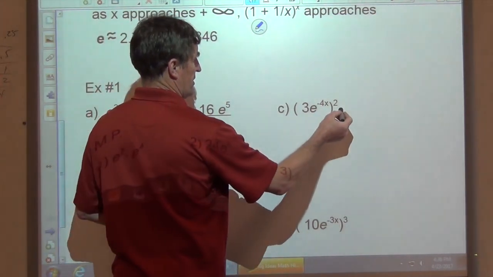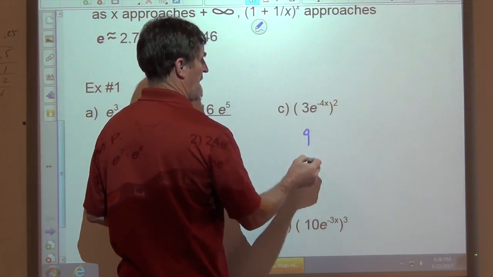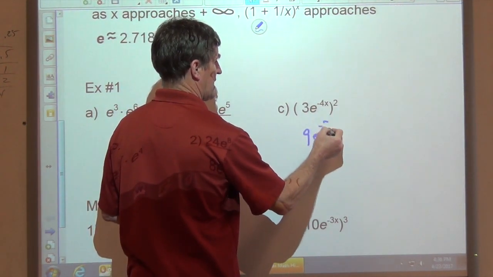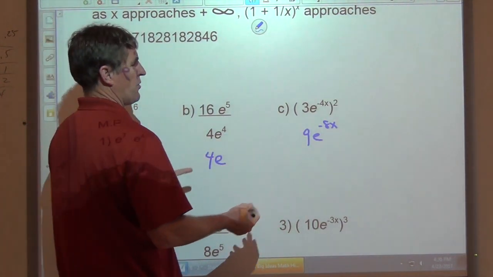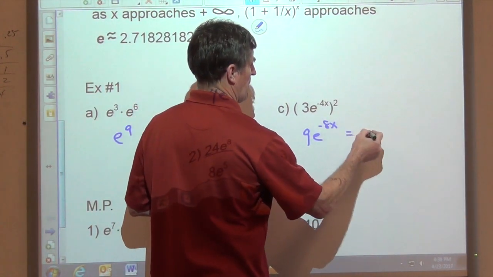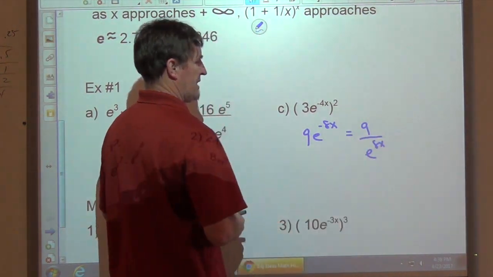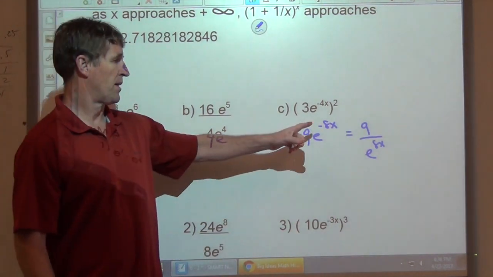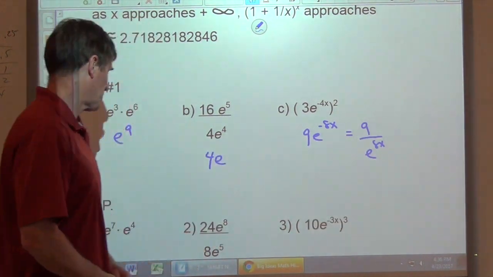And then here, the square affects all of it. So you square the 3 and it becomes 9. And then a power to a power you multiply, and so that would be 9e to the negative 8x. I don't think the book will have you do this, but you could also write e over 8 to the x power, because the negative sends it opposite where it's located. I'm not sure how the textbook will do that, if they'll let you leave it this way or have you switch it.